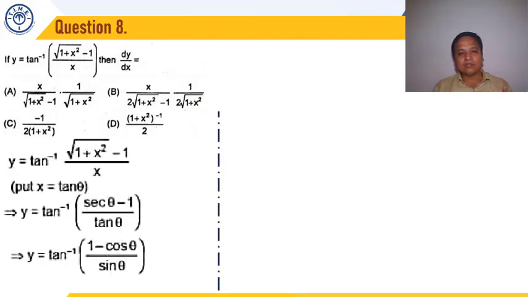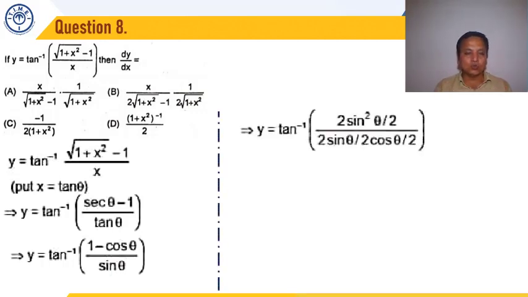Now 1 minus cos theta can be written as 2 sin square theta by 2, and sin theta is broken into 2 sin theta by 2 cos theta by 2. We use the formula sin 2a is 2 sin a cos a, and 1 minus cos a is 2 sin square a by 2. So we use trigonometric basic formulas. Now 2 cancels out and one sin theta by 2 also cancels out. So we have sin theta by 2 in the numerator and cos theta by 2 in the denominator.